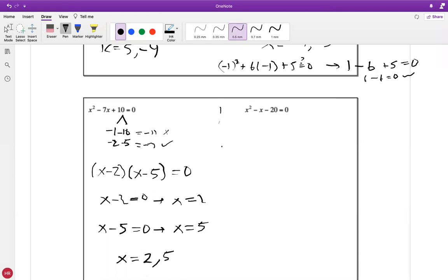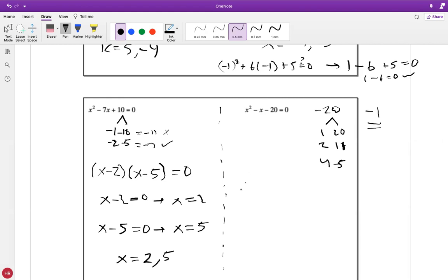Now I'll do this last one just for the sake of completion. I need a product of -20 and I need a sum of -1. So let's see, 1 and 20, 2 and 10, 4 and 5. The difference here is 19, that's no good. The difference here is 8, that's no good. The difference here though is 1, and that is what I wanted. I want a -1, which means I need the 5 to be negative, because 4 minus 5 is -1.